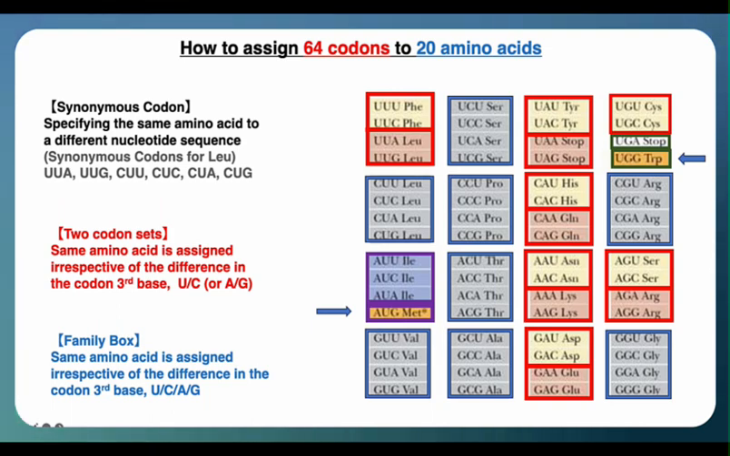In summary, while the genetic code exhibits patterns like 2 codon sets and family boxes that allow some flexibility in codon-anticodon pairing, there are also exceptions that deviate from these general rules.